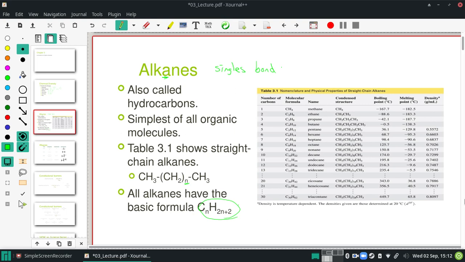Now, what else they have on there? They have density, they have boiling point, they have melting point. And as you'd expect, the boiling point and melting point go up, and that would be related to the molecular weight, because all of these are going to have just dispersion forces. So that would explain why they increase.